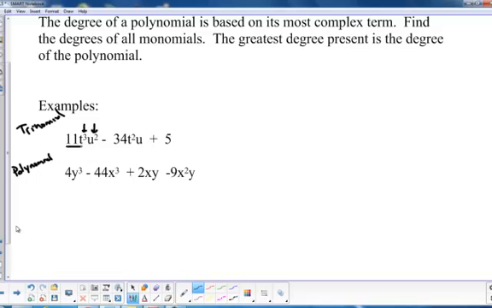So this monomial right here is a 5th degree. This monomial right here is a 2 plus 1, so that's a 3rd degree. This monomial right here is a 0 degree. So the degree of the polynomial is the biggest degree that there is. So this trinomial is a 5th degree.